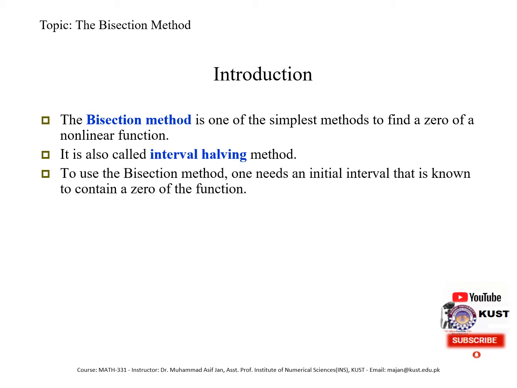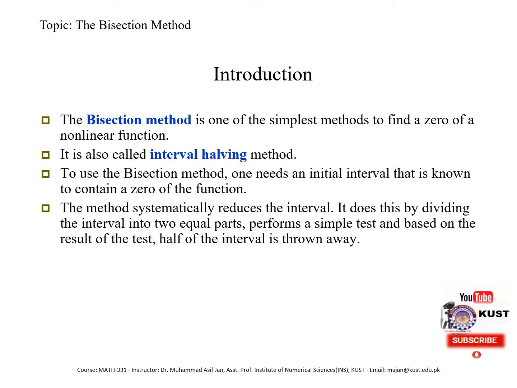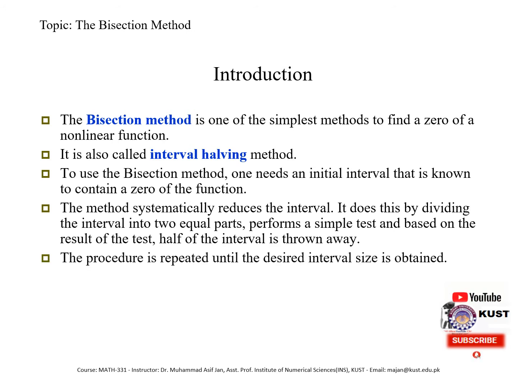To use the bisection method, one needs an initial interval that is known to contain a zero of the function. The method systematically reduces the interval. It does this by dividing the interval into two equal parts, then performs a simple test, and based on the result of the test, half of the interval is thrown away. The procedure is repeated until the desired interval size is obtained.